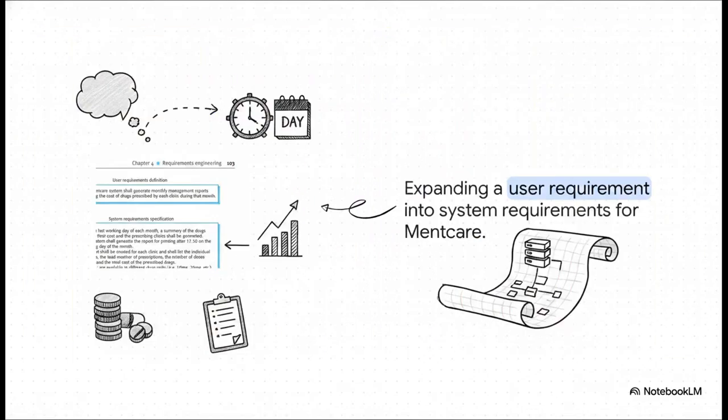Let's look at a practical example of this from the textbook regarding the MentCare system, which is a system that manages mental health care information. Notice the user requirement at the top. It simply states the system shall generate monthly management reports showing the cost of drugs. It's super easy for a clinic manager to understand, right? But below it, the system requirement expands that single sentence into highly specific constraints. It tells the software engineer exactly when the report runs, after 17:30 on the last working day, and exactly what data fields must be present, like the number of doses and the total cost. Basically, the broad user goal transforms into a strict engineering blueprint.